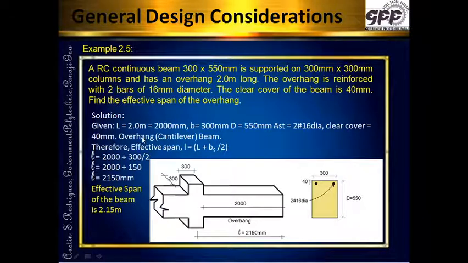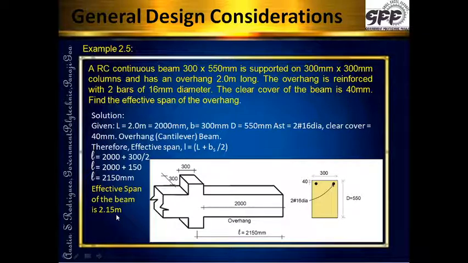Now in a case of overhang, the effective span is the clear span plus half the width of the support, half the support width. So we have clear span, that is 2000 mm, plus the support is 300, so 300 divided by 2. So we get 2000 plus 150, so we get 2150, or the effective span of the beam is 2.15 meters.